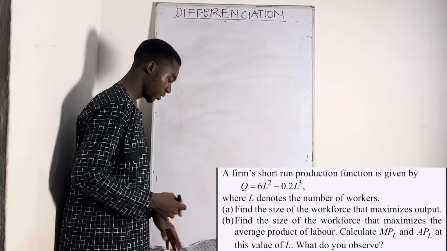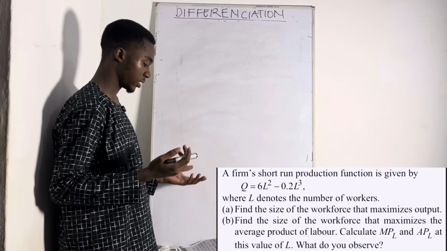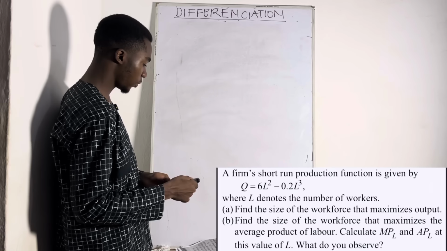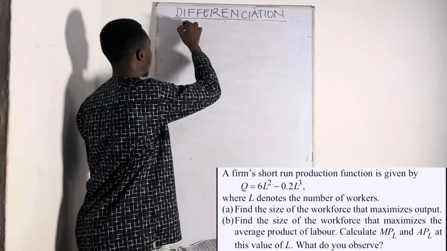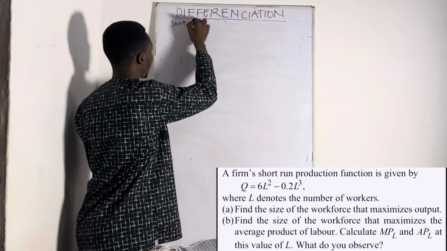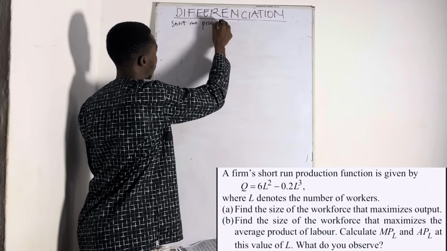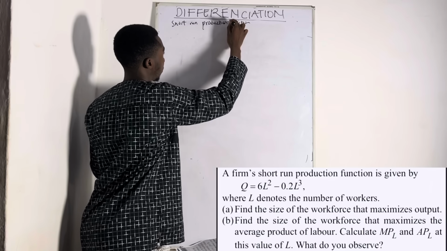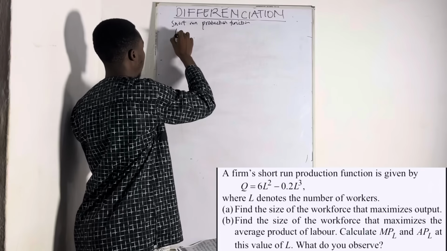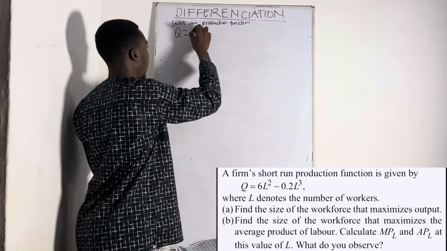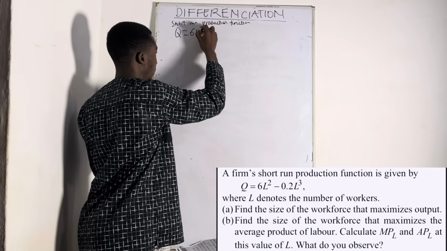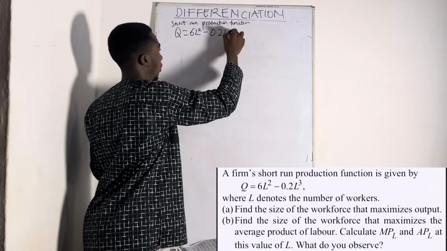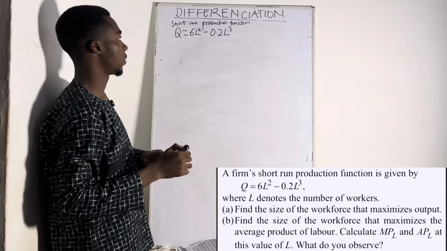So now we are given a question where you want to find the workforce that maximizes output. It's the same maximize, so you go through the same process. You've been given the short-run production function, Q is equal to 6L squared minus 0.2L cubed. You get it? So this is the short-run production function.